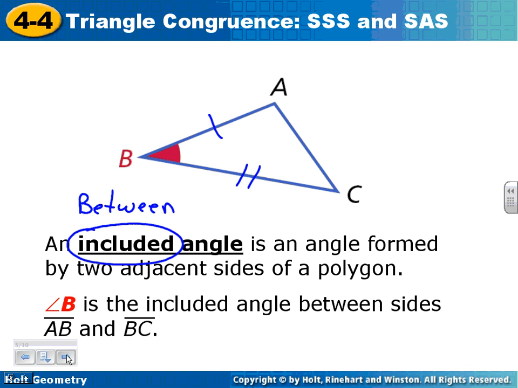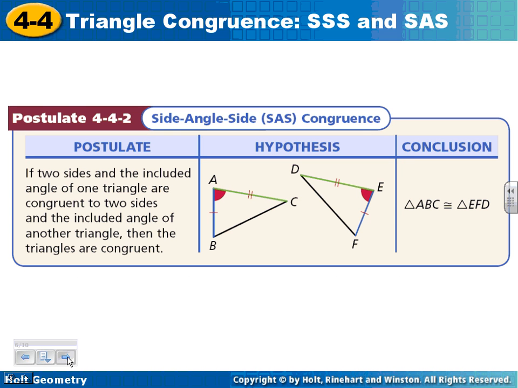With that said, let's go on to our next theorem. Now our first theorem today was SSS. This one is side angle side, or abbreviated SAS. Now notice the word angle is between the two sides. So the angle is between two congruent sides. So in other words, if I have two pairs of congruent sides and one angle that's between them, I know the triangles are congruent.